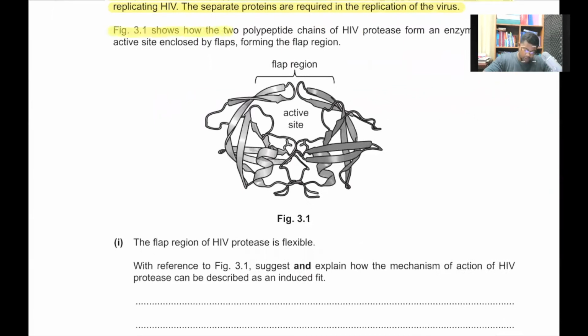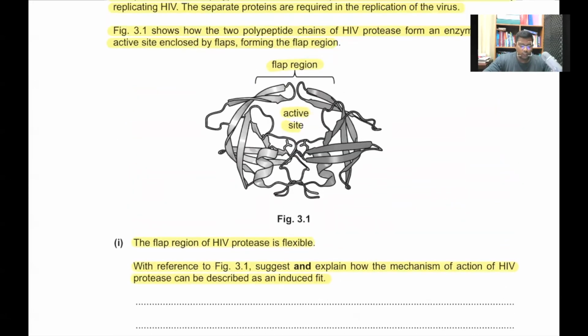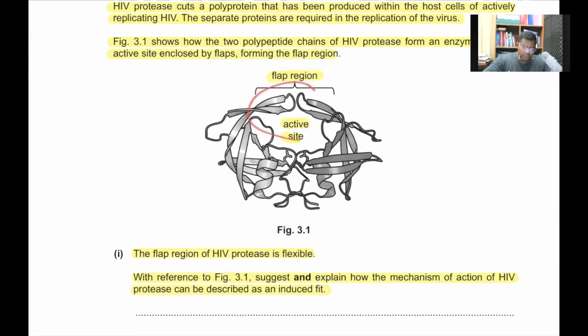Figure 3.1 shows two polypeptide chains of HIV protease form an enzyme with an active site enclosed by flaps. We can see the flap region, we can see the active site. The flap region of HIV protease is flexible. With reference to figure 3.1, suggest and explain how the mechanism of action of HIV protease can be described as an induced fit. So the flap regions open to let the substrate enter.